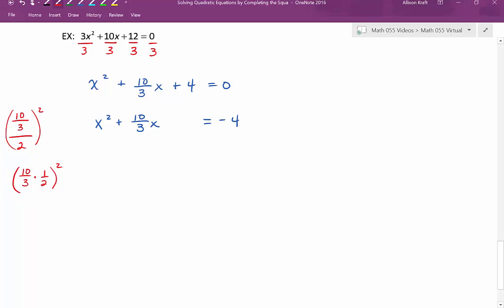10/3 times 1/2, I'm going to do some simplifying here, gives us 5/3, and we still need to square that. 25/9 is what we'll be adding to both sides.